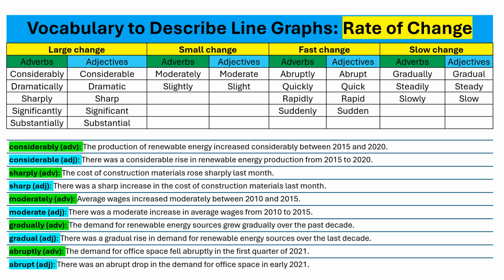To describe the rate of change, use the words given in the box. For example, considerable, sharp, rapid, gradual, etc. Make sure the rate of change matches the trend you are describing. This means using adjectives and adverbs appropriately based on whether the change is large, small, fast, or slow.